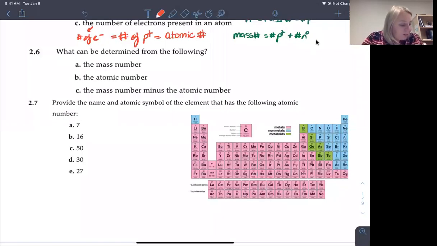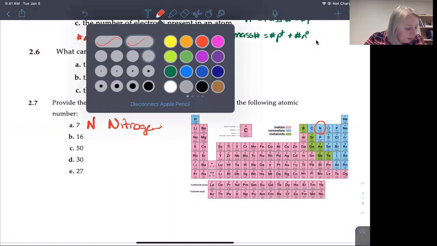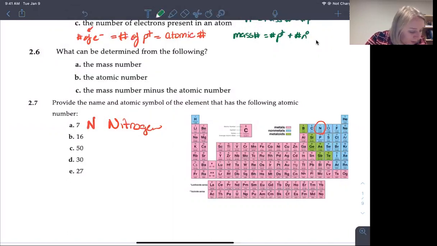Okay, so we're looking at 7. We're going to come over here and say that it's N, that's our atomic symbol, and our name is nitrogen. Then we're going to do 16. So we're going to come over here and say 16 right here. S is sulfur.